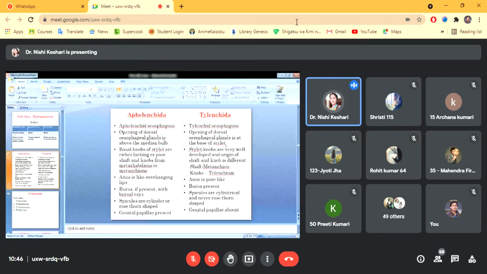The third difference is that basal knobs of the stylet are either lacking or poor. Shaft and knobs form metadactyl. So this is the origin.